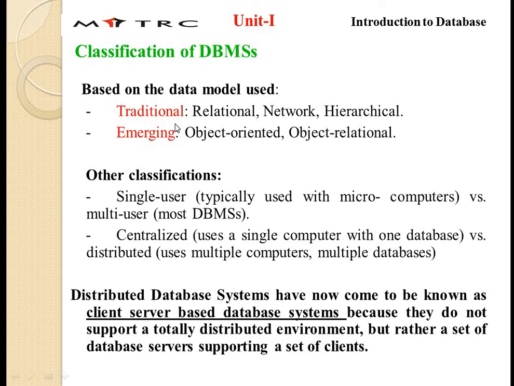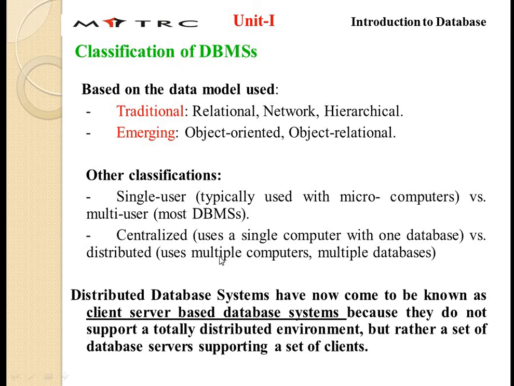If we see about the traditional approach, then we are having the relational, network and hierarchical types of database management systems. While if we see about the emerging approach, then we are having the object oriented or the object relational based approach. So this is the first classification that we obtained for the DBMS on the basis of the data model. Similarly, if we see the other classification, then it could be either single user or centralized. Single user is typically used with microcomputer or the multi-computer. Most DBMSs are generally being utilized for one user.